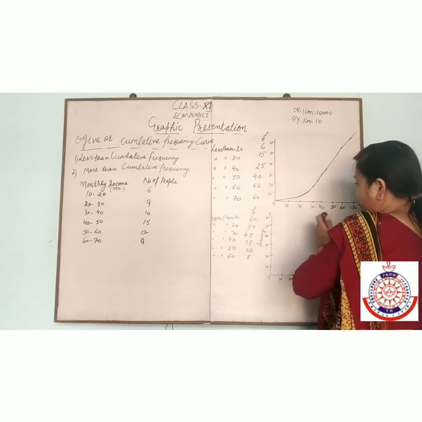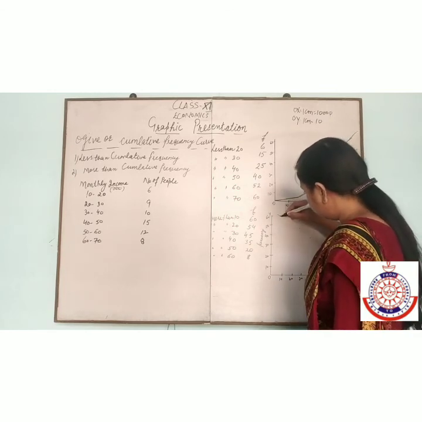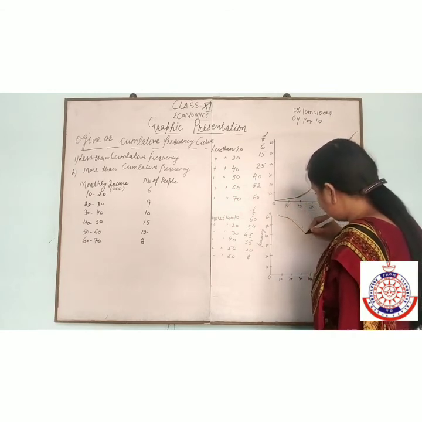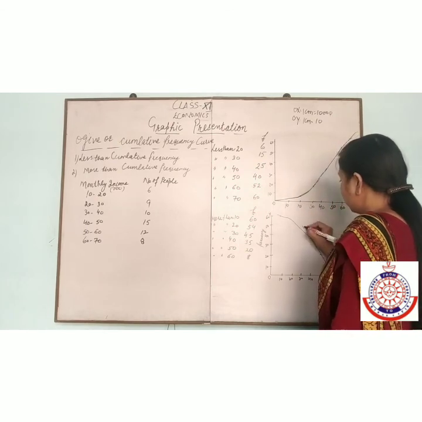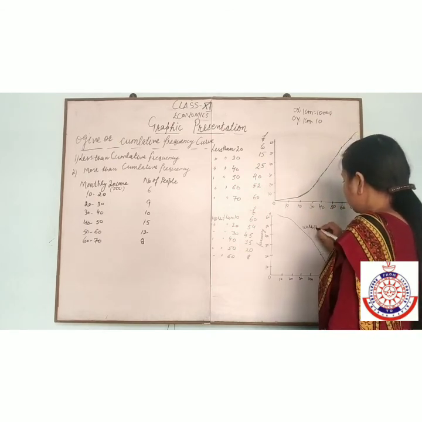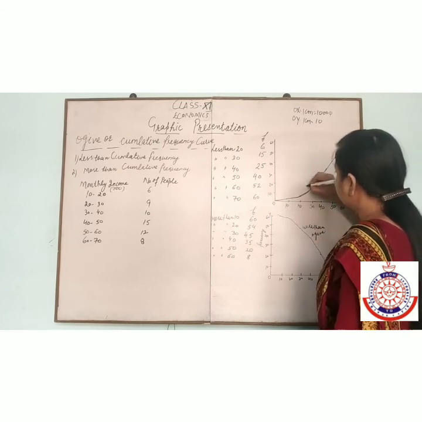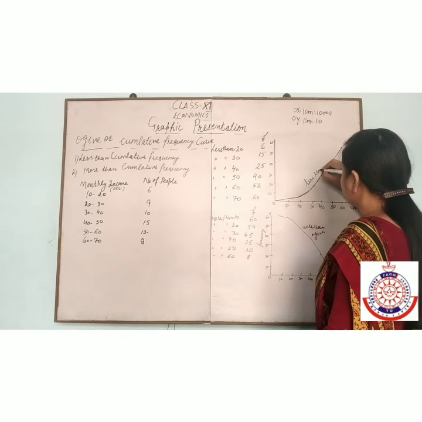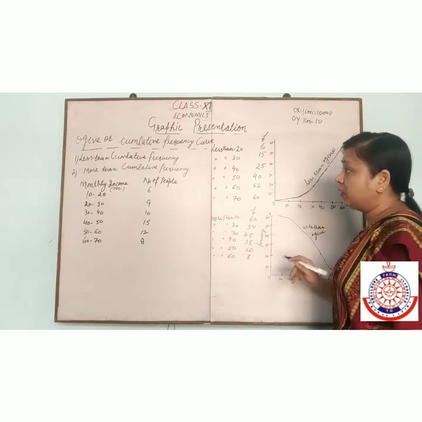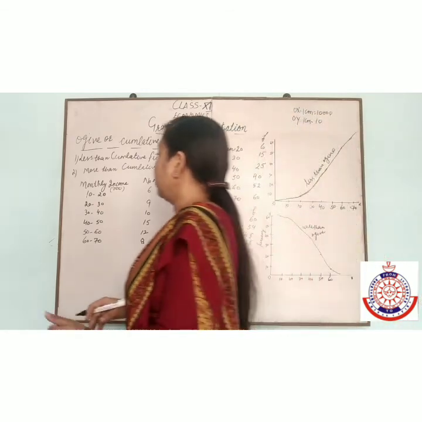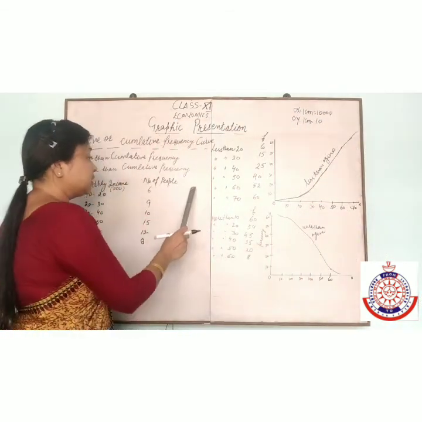If we join all these points, this is known as the more than ogive, and this is our less than ogive. So now you know how we can draw the more than and less than ogive in the same question.